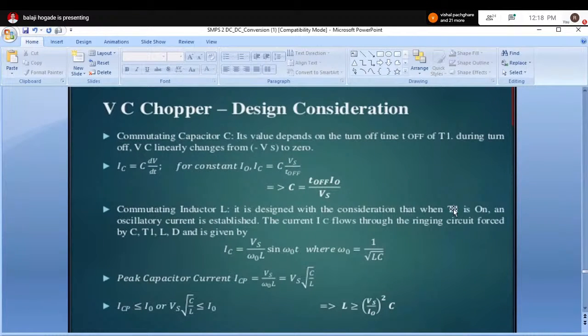And the value of the inductor can be calculated by using this formula: L is greater than or equal to (Vs by I0) whole squared times the capacitor C, where Vs is the input voltage or source voltage, I0 is the load current and C is the commutating capacitor.